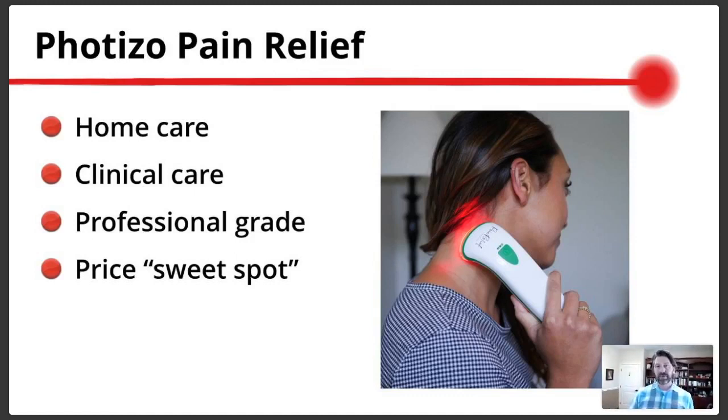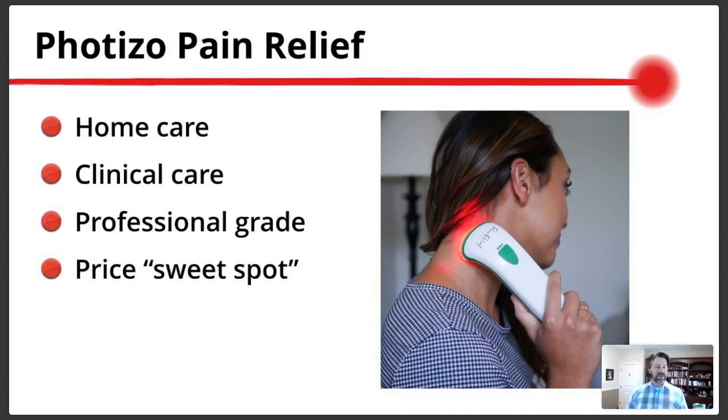If the painful area is large, then they can move it to another spot and treat again. So you can treat one area and then move a little bit, treat the next area, and so on, and not overdose. That's what I love about the measured dose. So these are great for home care. They're great for clinical care because they are professional grade.